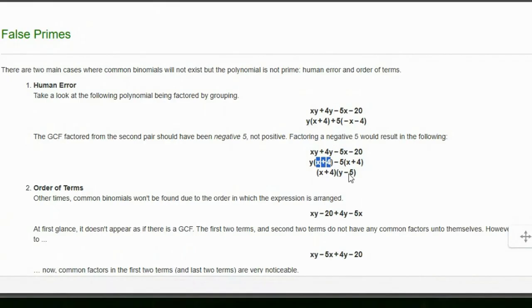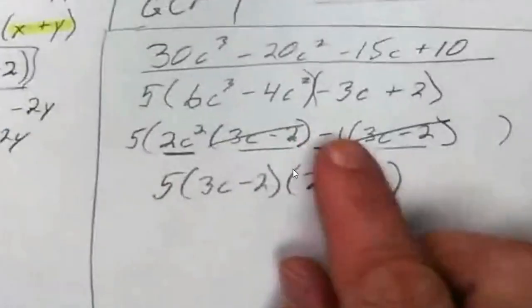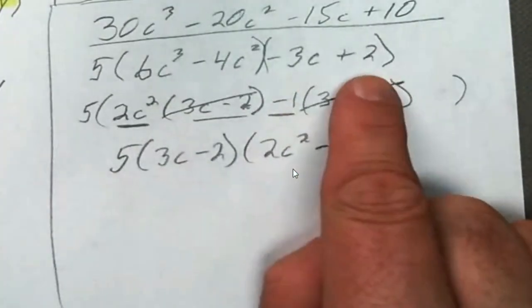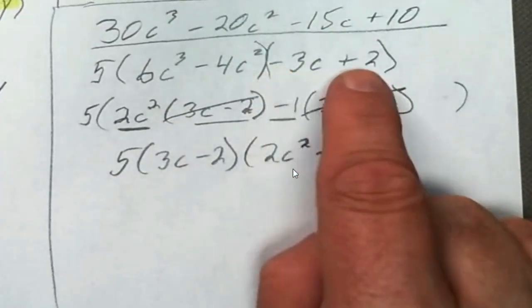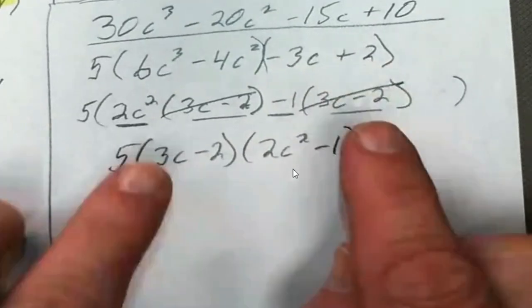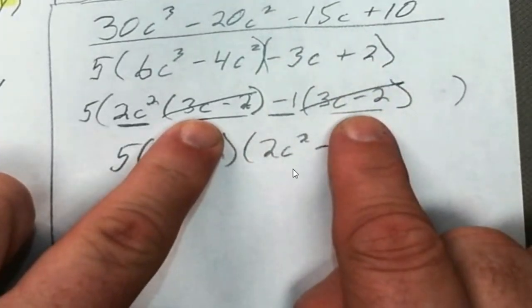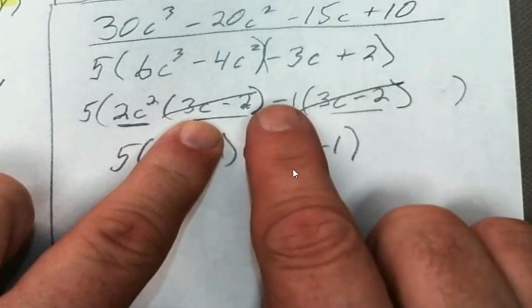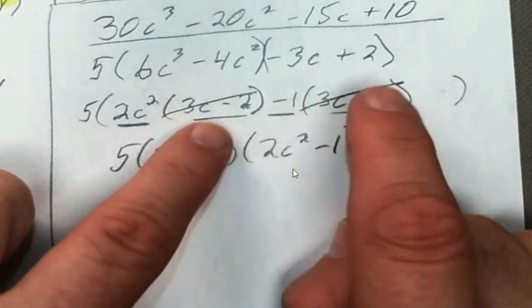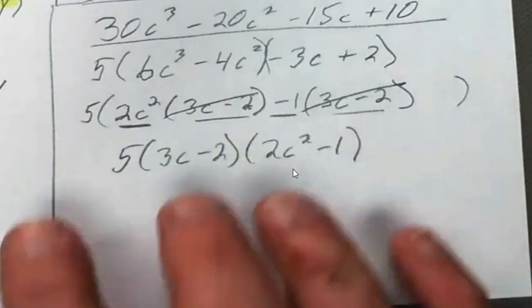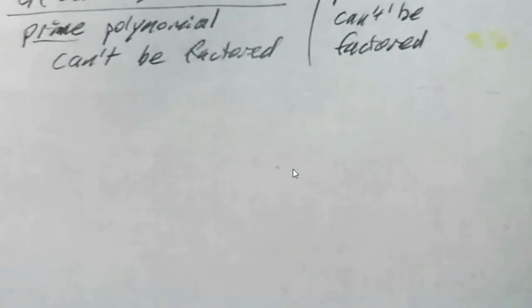And you'd say, oh, wait, there is factors. That goes back to this problem we did over here. If I would have just factored out 1 and I got negative 3c plus 2, I think, oh, well, this is prime because they don't have the same thing in common. But that would have been a human error. I have to factor out a negative, and it makes these the same. That's a human error. So that would have been a false prime. We thought that was prime, but it was not. So got to pay attention to that.